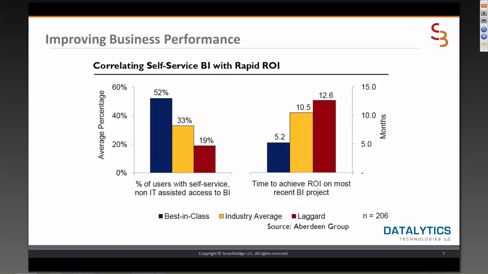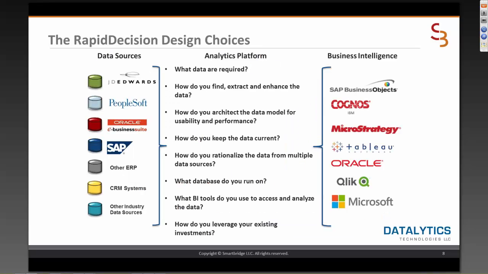Alternatively, the organizations which are identified here as a laggard organization that only provided 19% of the users access to self-service BI took them over a year to get a return on investment on their BI project. So there's a lot of correlation here of providing self-service BI to the business and getting a faster return on investment with your BI projects. So where does that bring us?